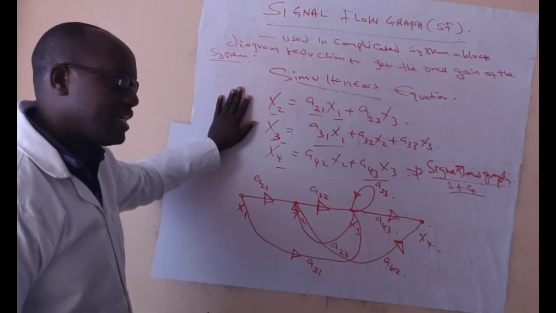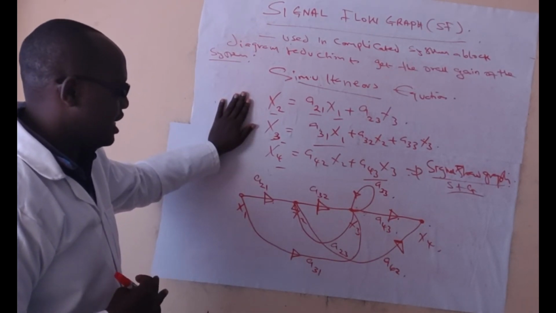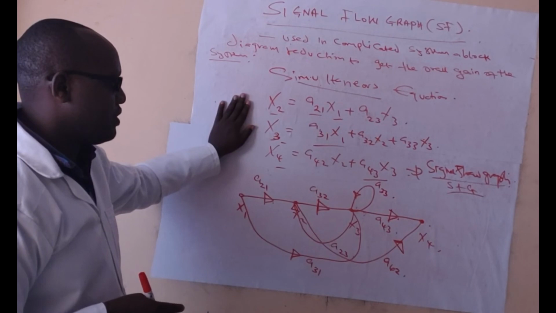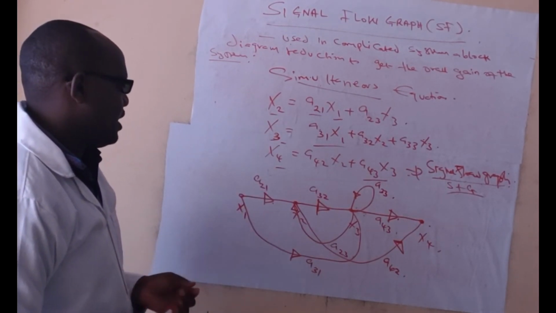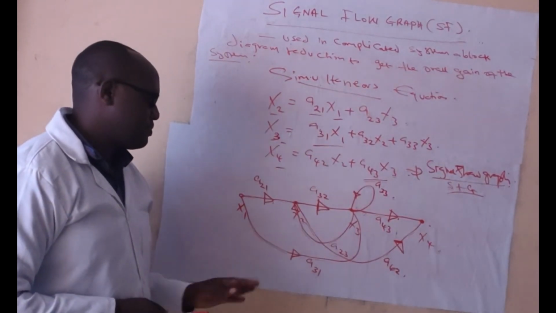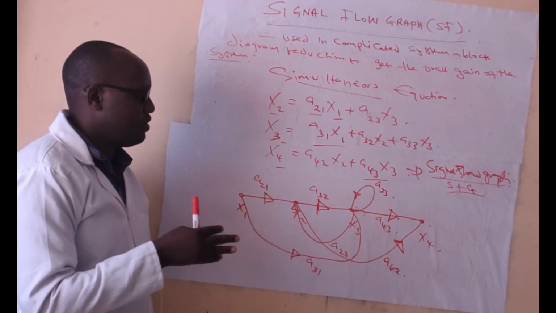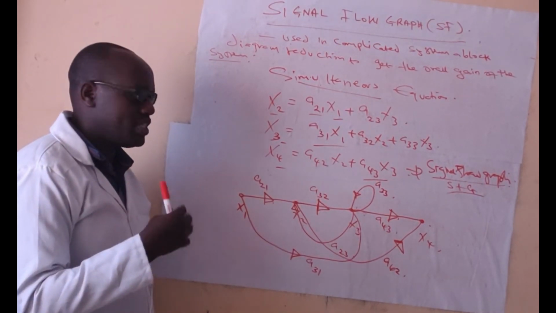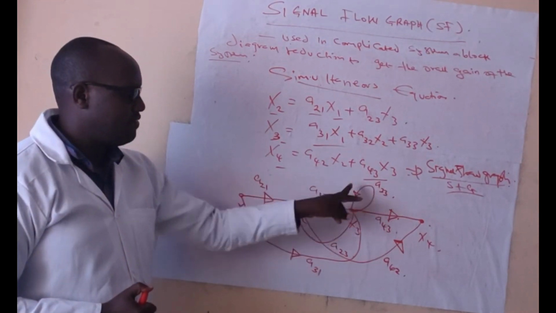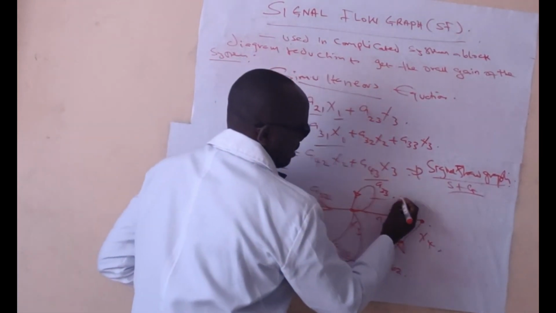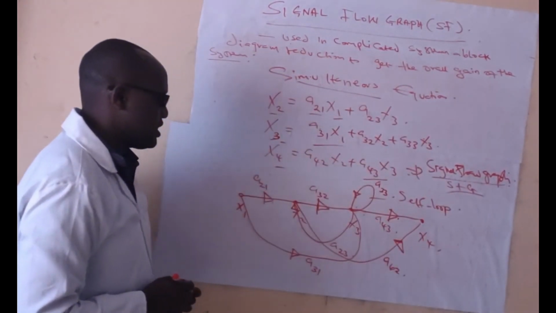So what is very important here is to identify the number of nodes. Secondly, be careful with the directions of the flow of these arrows. We should note which node it is moving from and to which node. So this is what we call a self loop. This one is called a self loop.